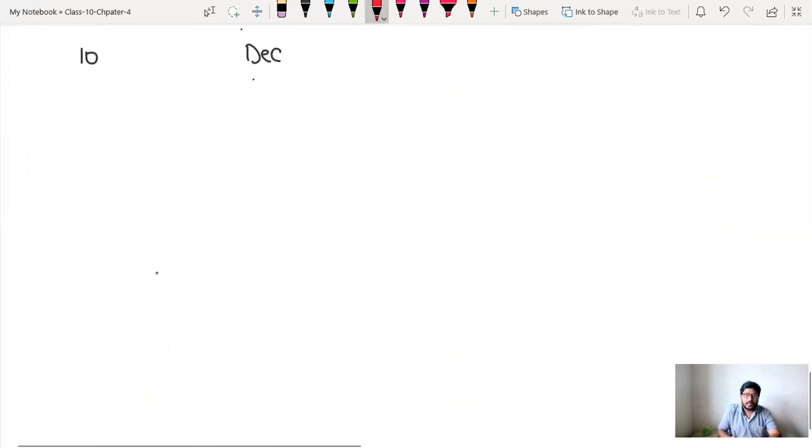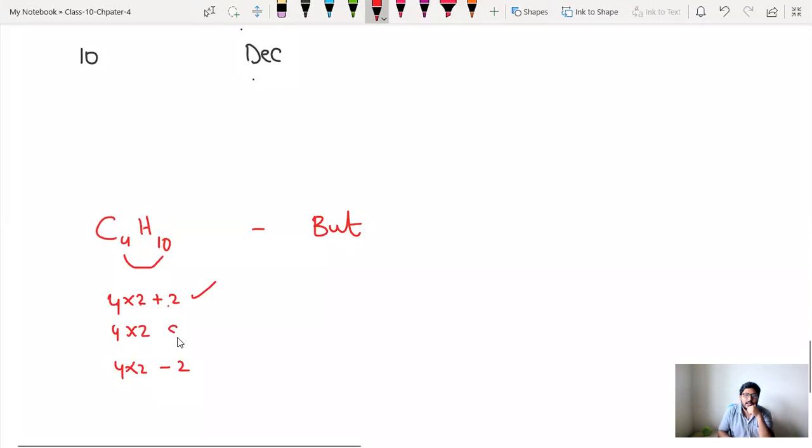For example, if they give C4H10, how to name this? First count the number of carbons: 1, 2, 3, 4. 4 means meth, eth, prop, but. So it is but. Now you see the relationship between 4 and 10. 4 and 10: into 2 plus 2, or only into 2, or into 2 minus 2. 4 into 2, 8, 8 plus 2, 10. Yes, 4 into 2 is 8.